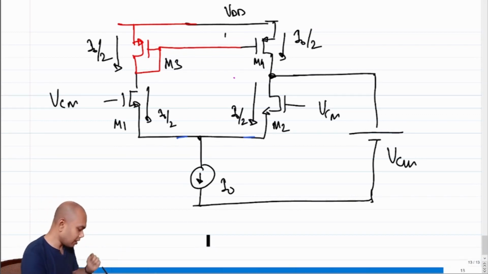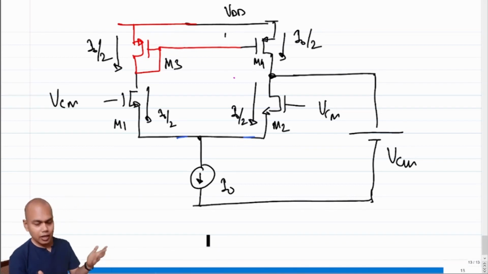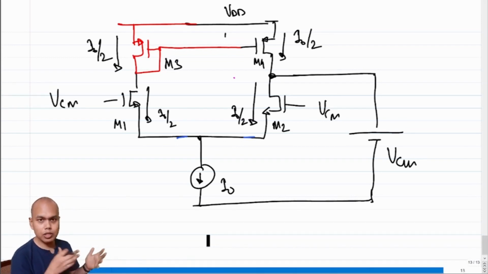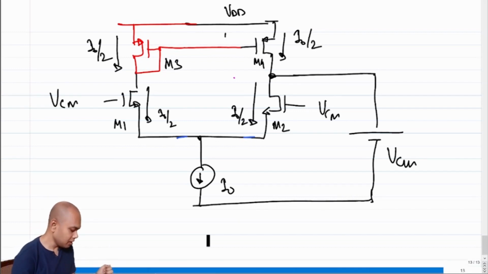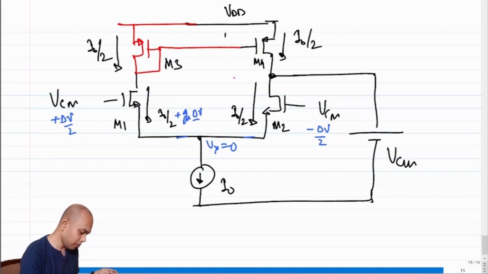But now let's see something interesting that's going to happen. This enabled us to not only reduce the use of one current source, which is always a good thing, but it gives us another advantage, and you will see that shortly. So let's go back and do that incremental analysis once more. Let's say I have applied plus delta V by 2 here, minus delta V by 2 here. Now again, what is Vx? Vx is 0. What is the total current through M1? The total current through M1 is I naught over 2 plus Gm times delta V by 2.